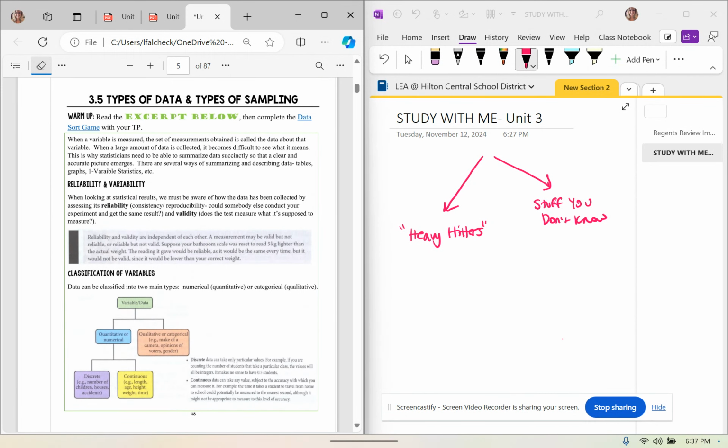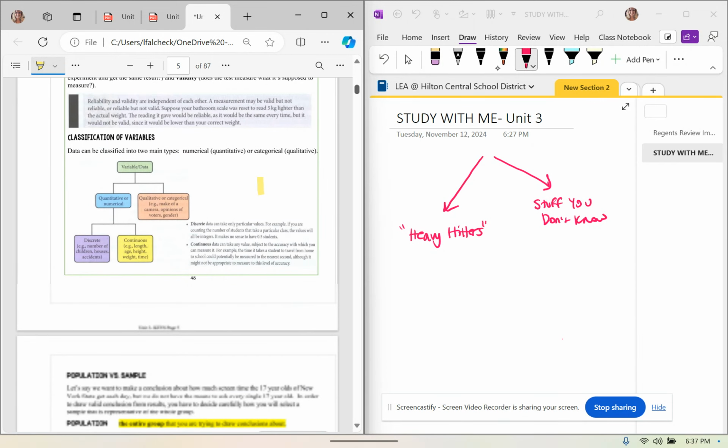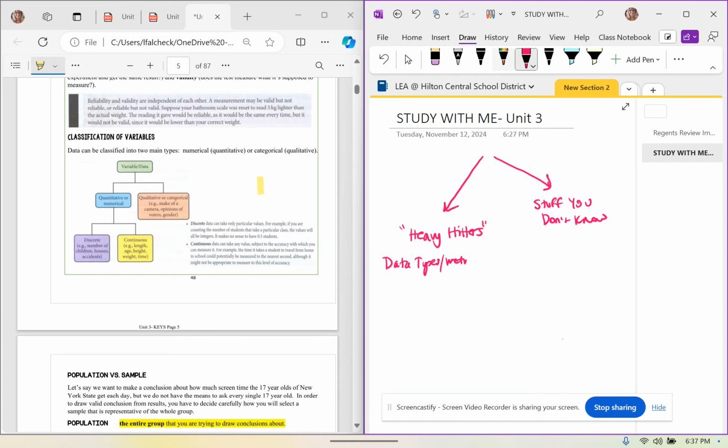So heavy hitters. Let's look at the headers for each topic, right? So types of data and types of sampling. So what are you going to need to know in this little spot right here? Okay, so we know we can have qualitative or quantitative data, right? And then we know that we can have discrete or continuous data. So you got to know data types, methods of sampling.